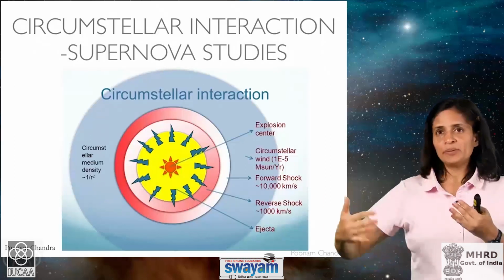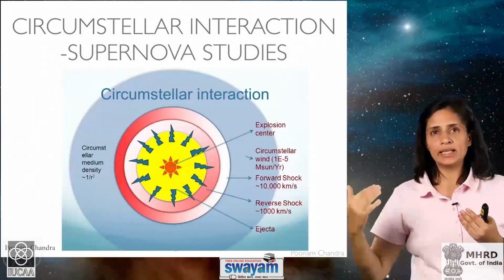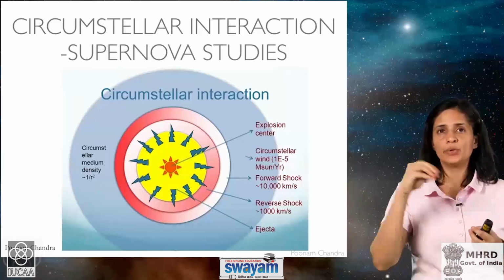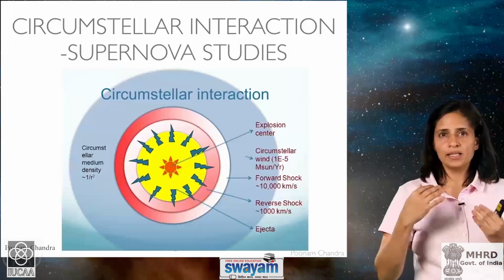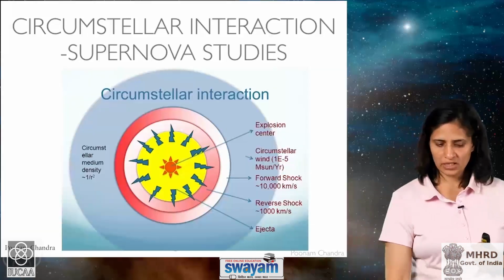Now this mass loss carries imprints of the progenitor, and when I observe these imprints with my telescope, and I observe it multiple times at different epochs, I can try to recreate the history of those footprints of the star and try to understand the star. And this is how we try to study these supernovae interactions.